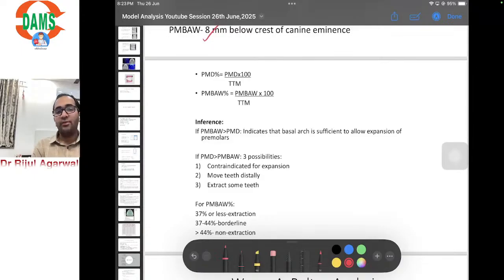Okay, so ultimately what was the drawback in Pont's? He did not take into account the lower skeletal base, whether it is sufficient to allow for the expansion or not. It was not taken into account. That drawback was taken care of by Ashley Howe. So it provided a base for which sufficient expansion could occur in the premolar region, whether there is sufficient space or not.